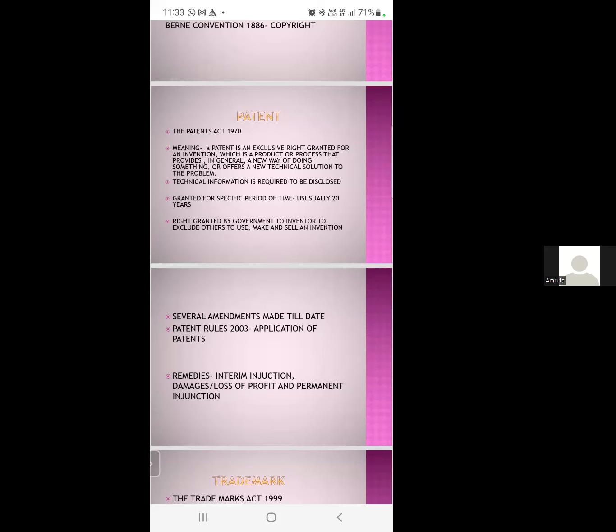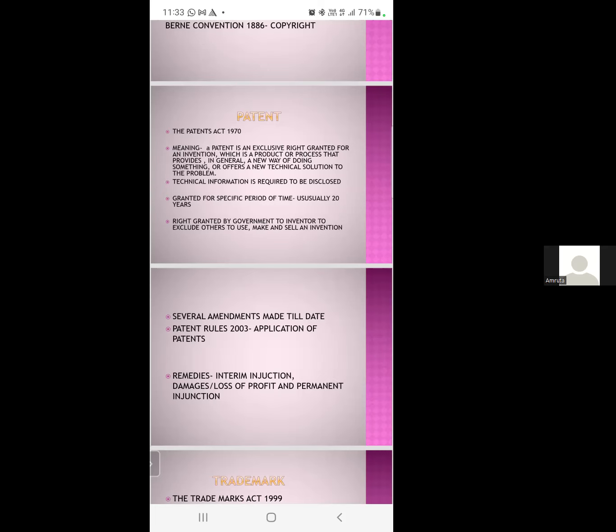And the rules have been amended several times from time to time, because of the advancement of technology, the procedures followed by the government or the authorities to grant patents or other intellectual property rights are getting advanced. Therefore, the amendment in rules is also necessary.